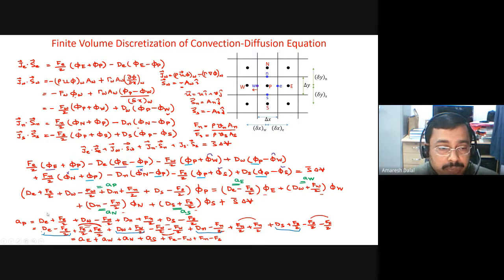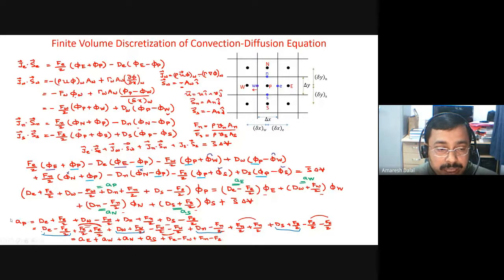So AP we can write as this coefficient, but you can see that the east coefficient AE is D minus AP by 2, so this we can write as D minus AP by 2. As we have subtracted 1 minus AP by 2, we are adding 1 plus AP by 2, and we have another AP by 2. So these two AP by 2 will give AP. So you can see that all these summations we can write as AE plus AW plus AN plus AS, and this will give AP. Similarly, we will get minus FW plus FN minus FS.